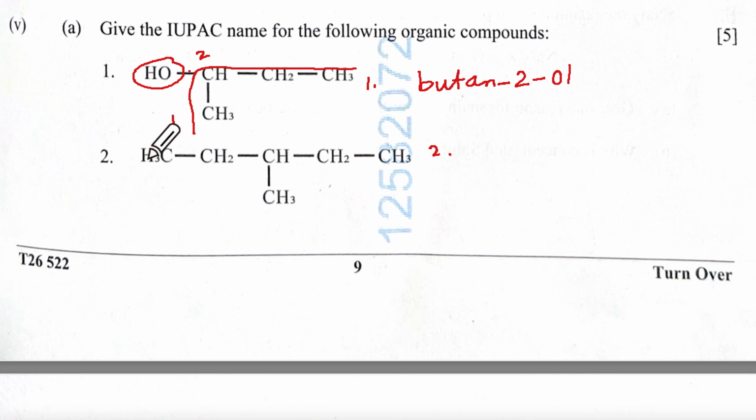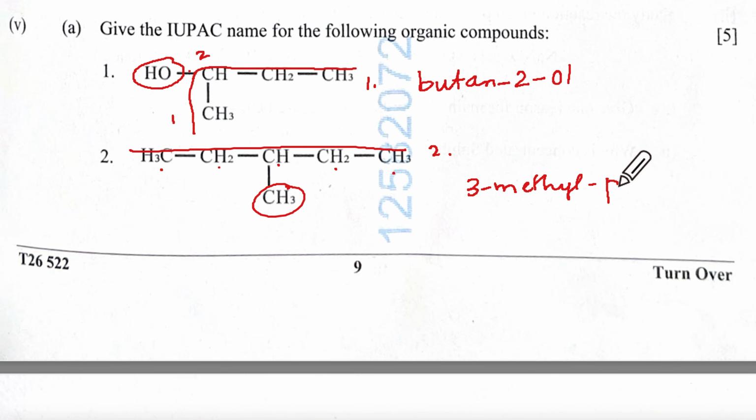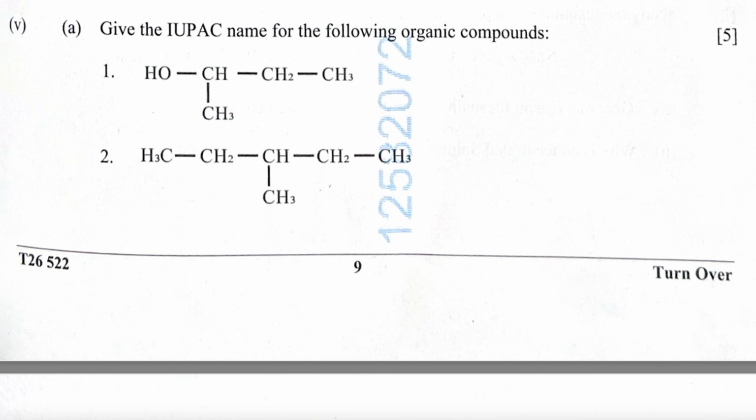Second one, which is the longest chain here? Not this, it will be this chain. So it is 1, 2, 3, 4, 5, and the third carbon is methyl. So it is 3-methyl. 1, 2, 3, 4, 5 means pent. All single bonds, so pentane. Okay, so we have got 2 marks here.